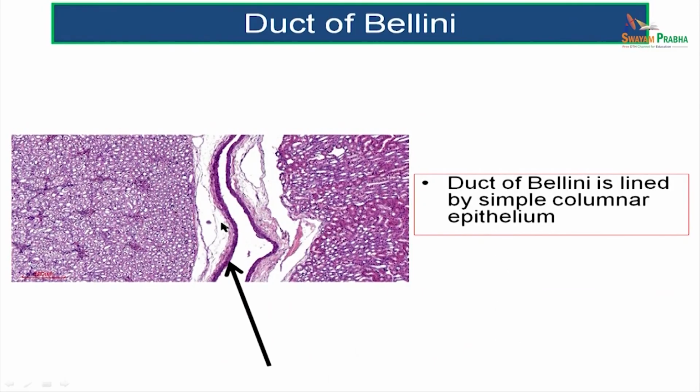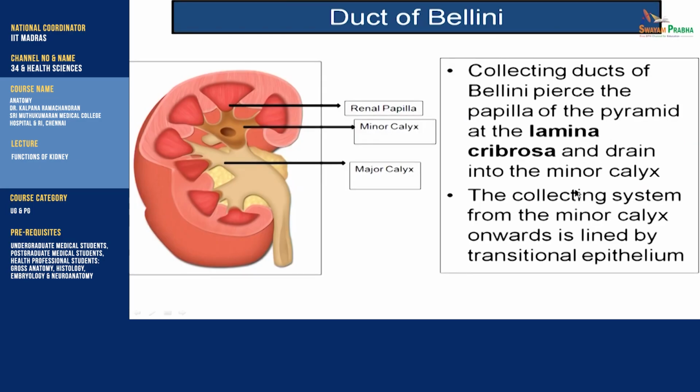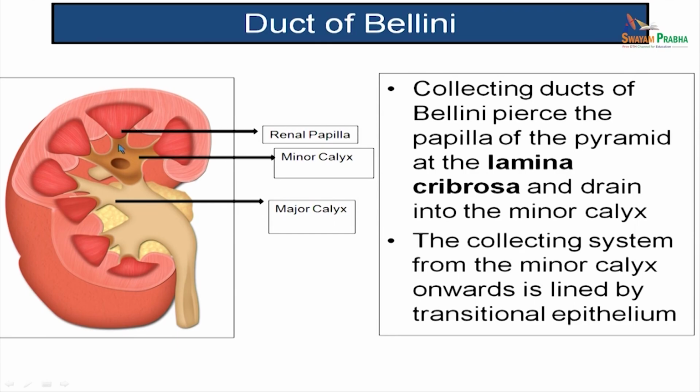Collecting ducts drain into the duct of Bellini. You can see that the duct of Bellini is lined by simple columnar epithelium. These ducts of Bellini pierce the renal papilla of the pyramid at the lamina cribrosa. This is the area of lamina cribrosa, and they drain into the funnel shaped minor calyx. We have started from structures in the cortex, then the medullary pyramid, and now we have come to the ducts of Bellini, which pierce the papilla and open into the minor calyx.